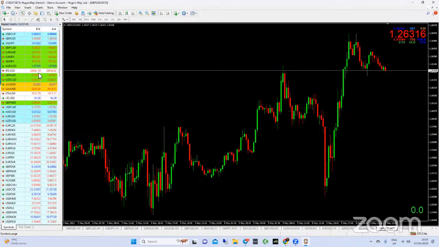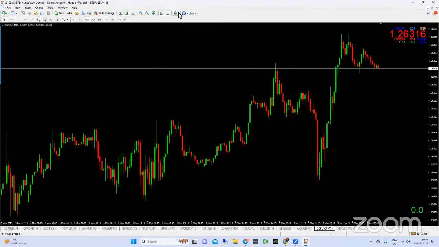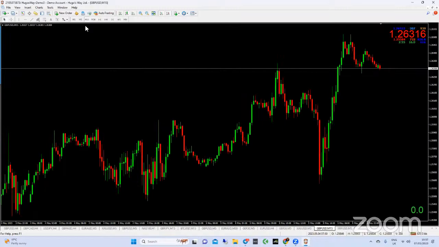Okay, so look at this. This is pound USD on the 15-minute time frame, like we always say. Okay, people are already typing in questions. Just give me some minutes. I would answer them, don't worry.